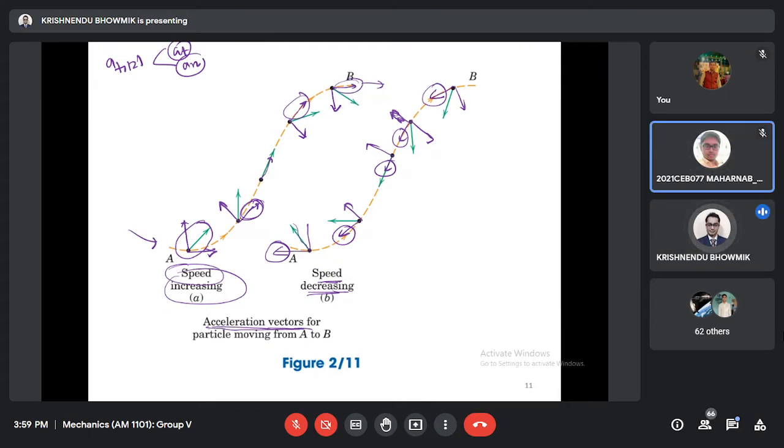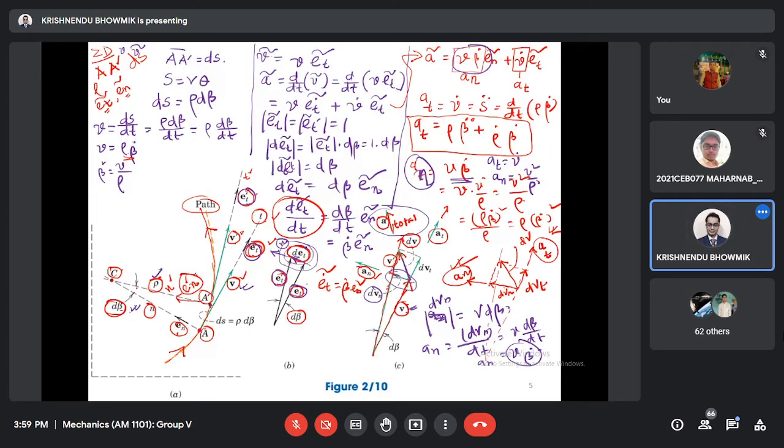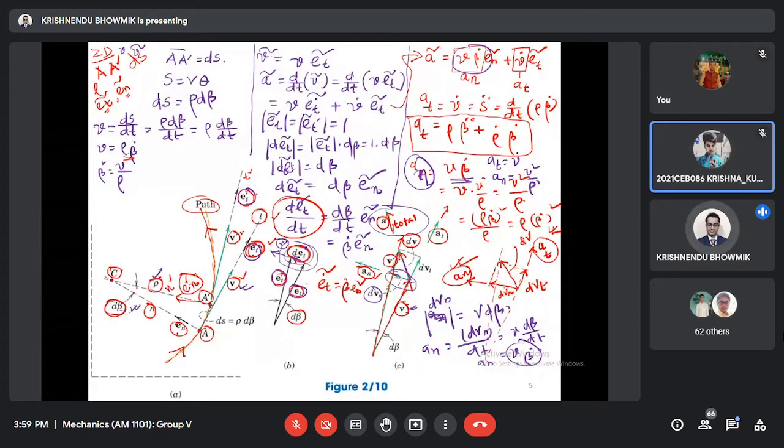So I will be back here. Tangential, we understood. Normal one is v square by rho. If I ask you, can you prove this? Yes, sir, after reading the book, you can do it. No problem.